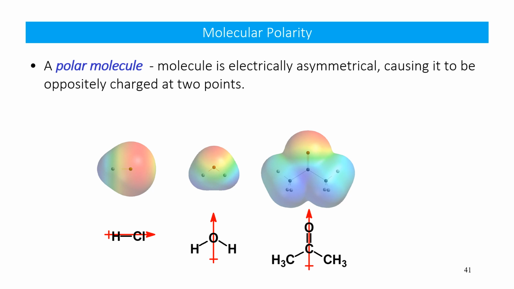You can see that with hydrogen chloride, we have a polarity pointing towards the chlorine. Water has a dipole pointing towards the oxygen, and acetone has a dipole pointing towards that oxygen. So all these molecules have a molecular dipole because of the asymmetry present in them.